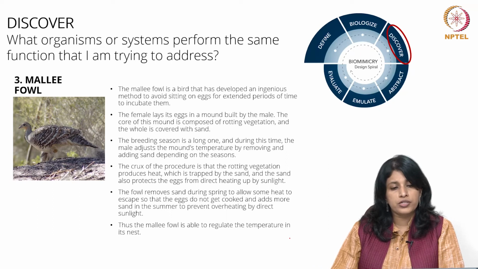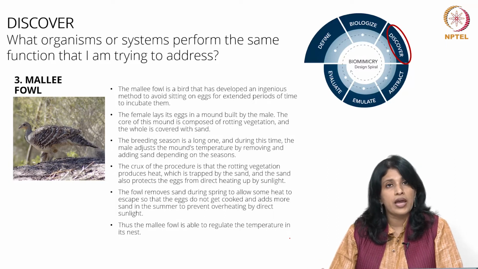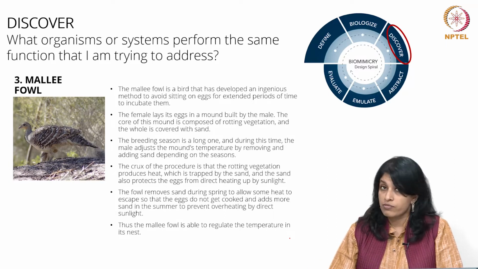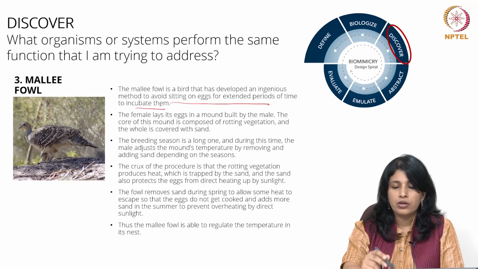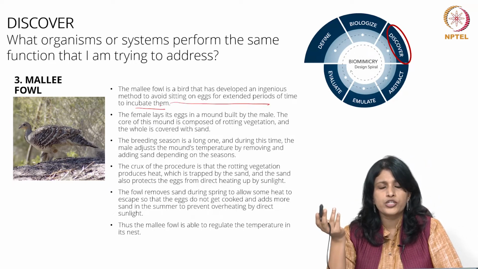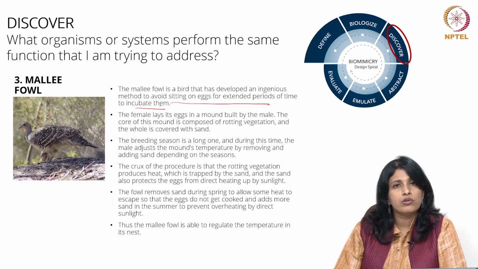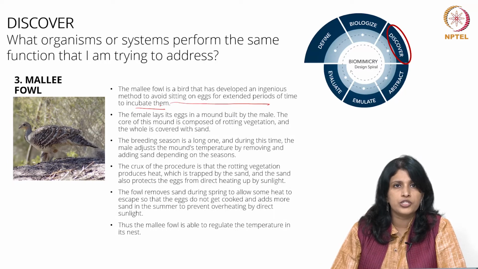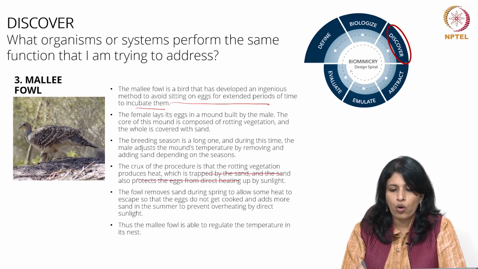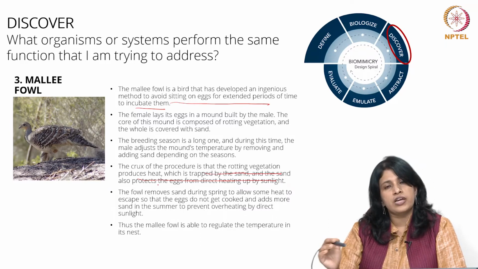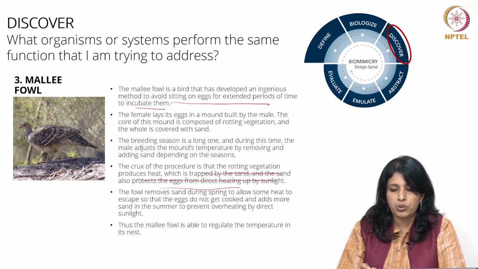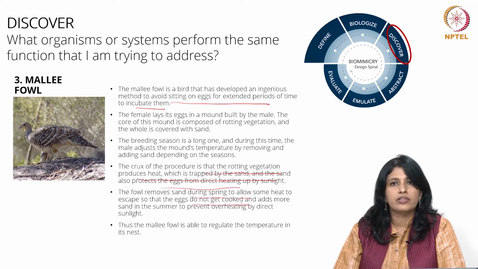Now, this is an interesting organism, the malleefowl. The malleefowl is a bird which does not sit on the eggs in order to incubate them. Now, that's very interesting, right? And why is this related? The function that you're looking at is keeping warm, conserving energy, etc. So, the malleefowl is using a specific technique in order to conserve energy and in order to incubate its eggs. So, what is it? It's using a combination of rotting vegetation which produces heat, and it covers these eggs with sand. And it also makes sure that it doesn't get too hot so that the eggs get cooked.